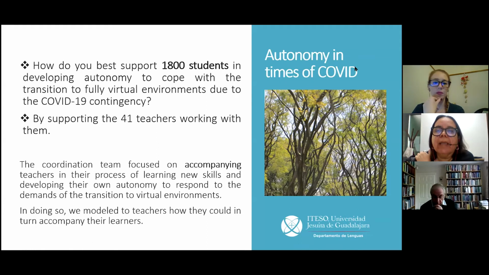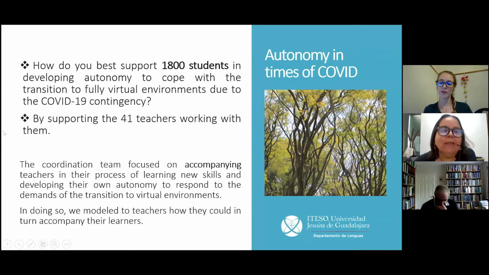And our answer for that, seeing as how our team of coordinators, well, you can't deal with 1,800 students if you're only 5 people. So the best solution for this was to think and focus on our 41 teachers. And that's how we did our part in this situation.